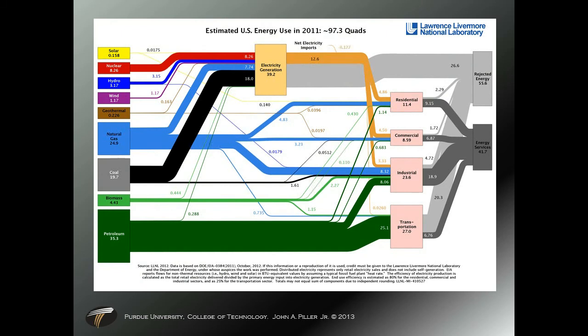So I wanted to close out with one more showing of this slide. Estimated energy use of the United States in 2011, 97.3 quads. I don't want to see that number go up anymore. I want to see the reduction of the rejected energy. And hopefully that's where we will be headed.